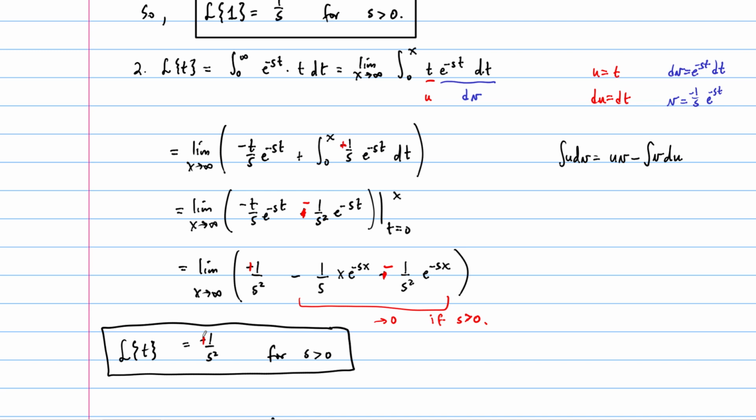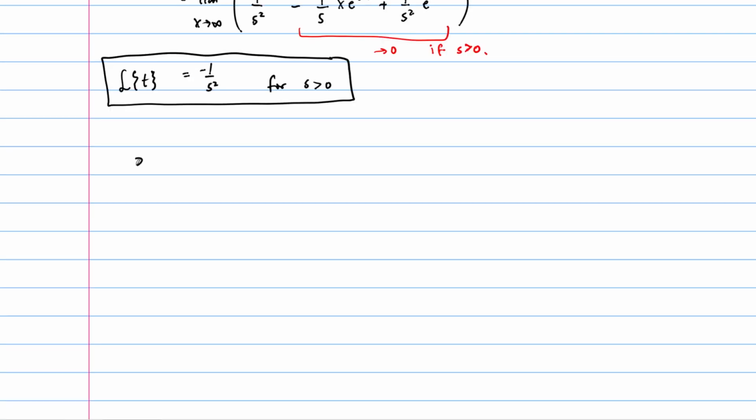So I apologize for that mistake. Hopefully you noticed it as I was making it and you were yelling at me. I just didn't hear you, but now I've corrected it. And so the actual Laplace transform of t is 1 over s squared. So I apologize for that, but that is the correct answer now. The integration by parts has been correct. All right, let's do a couple more.